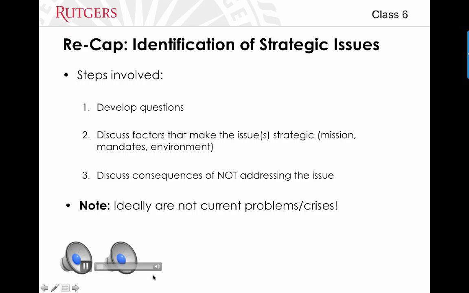Ideally, strategic issues are not current problems or crises that your organization is facing. They are issues that the organization can actually do something about. Review the 8 approaches in Bryson to get an idea of how to identify strategic issues when going through the actual strategic planning process.